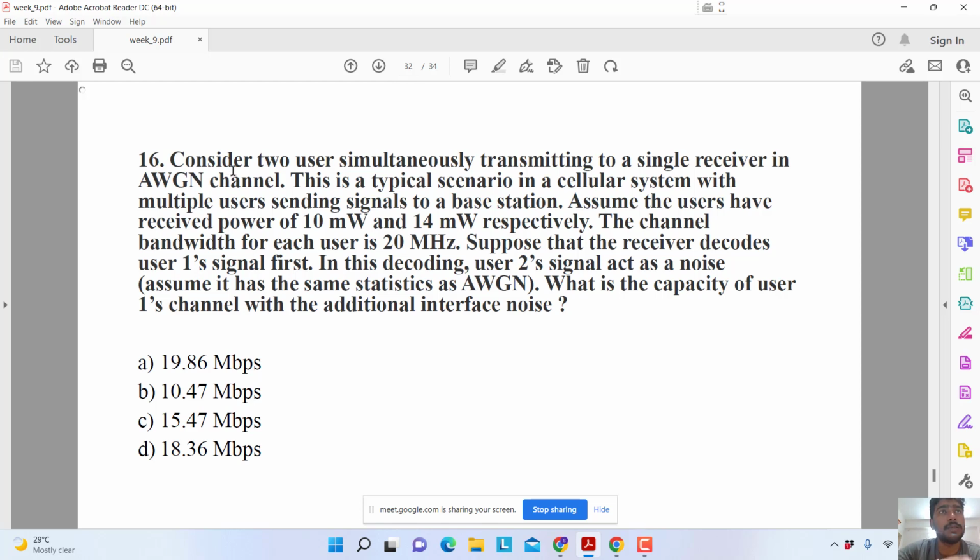Again, I am explaining this whole scenario. The question is: considering two users simultaneously transmitting to a single receiver in an AWGN channel. This is a typical scenario in a cellular system with multiple users sending signals to a base station. Assume the users have received power of 10 milliwatts and 14 milliwatts respectively. The bandwidth of each user is 20 megahertz. Suppose that the receiver decodes user 1's signal first. In this decoding, user 2's signal acts as noise. What is the capacity of user 1's channel with the additional interference noise?